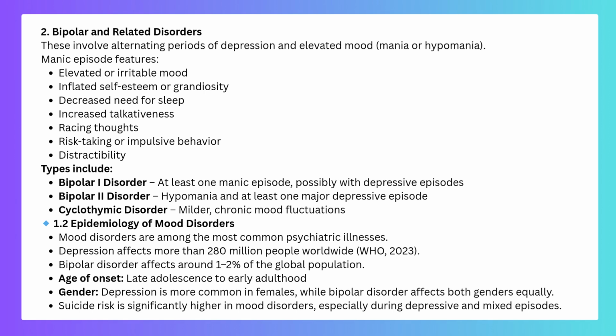1.2 Epidemiology of mood disorders. Mood disorders are among the most common psychiatric illnesses. Depression affects more than 280 million people worldwide, WHO, 2023. Bipolar disorder affects around 1 to 2% of the global population. Age of onset, late adolescence to early adulthood. Gender, depression is more common in females, while bipolar disorder affects both genders equally. Suicide risk is significantly higher in mood disorders, especially during depressive and mixed episodes.